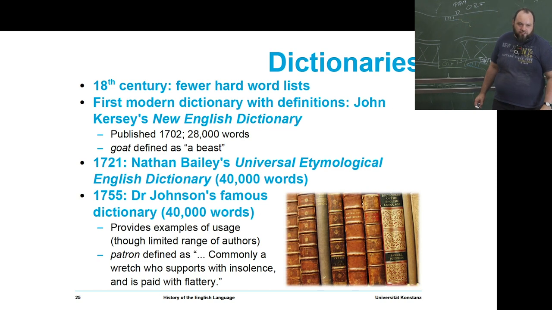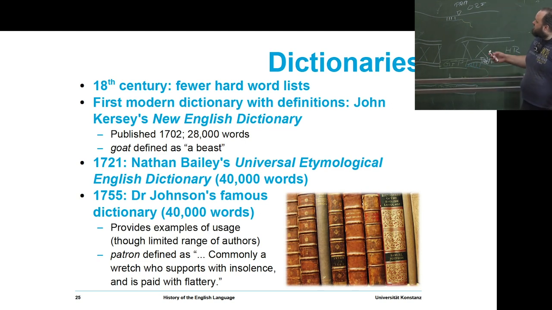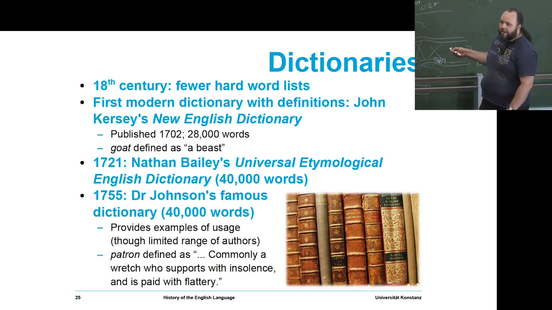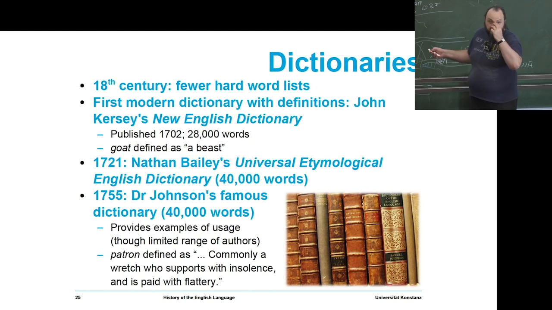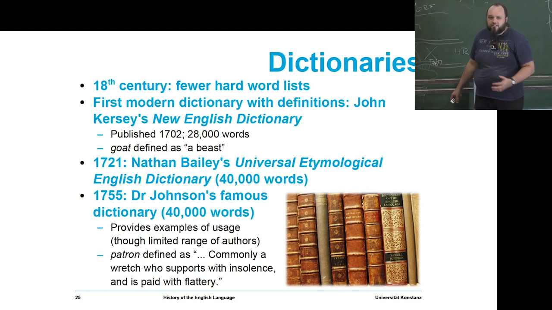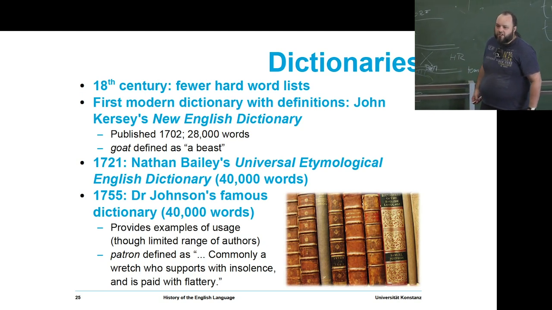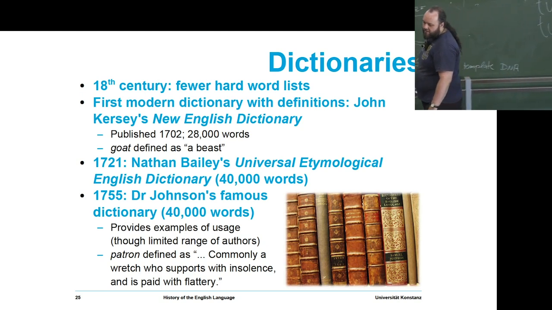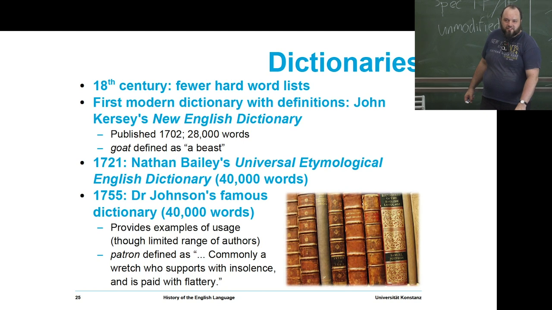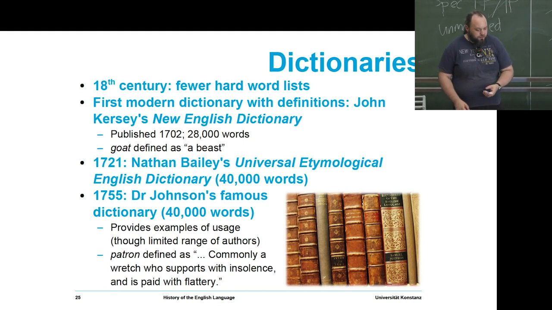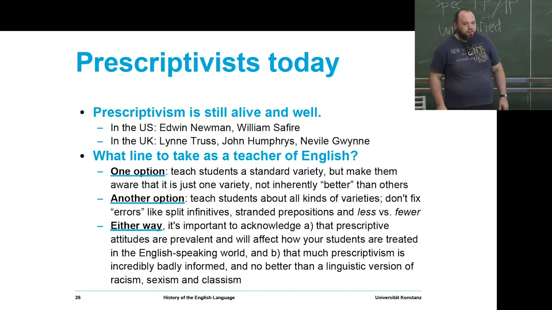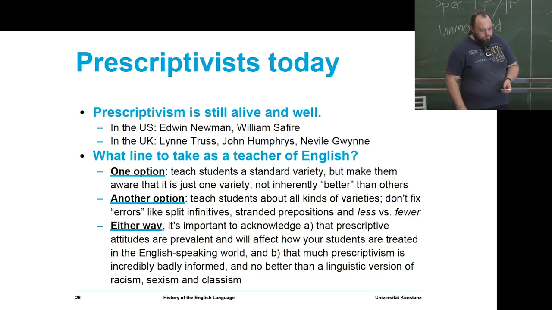So a patron, for instance, is defined in his dictionary, or at the end of the definition it says, "commonly a wretch who supports with insolence and is paid with flattery." From this, we can infer that Johnson had a patron who he did not like very much. Right? And this is indeed true. Lord Chesterfield, Johnson's patron, was notoriously unreliable. Nevertheless, we might say it would have been better if Johnson hadn't been influenced by his personal prejudices when compiling his dictionary. But there we go. We worked with what we had in the 18th century. I don't know why I'm implying I was alive in the 18th century. I totally wasn't. What about today, then?